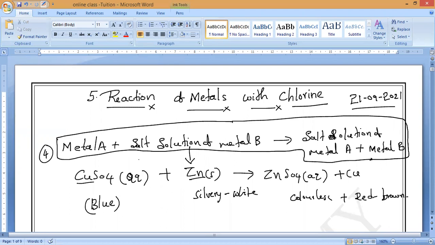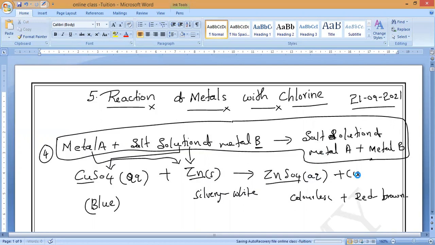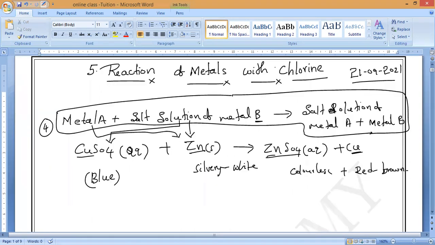Metal A plus the salt solution of metal B. Understand? For example, copper sulfate. It will react and form the salt solution of metal A, and metal B will come out separately. The reaction will take place only when metal A is more reactive than metal B. Is it yes or no? Remember. Now let us come to today's class.